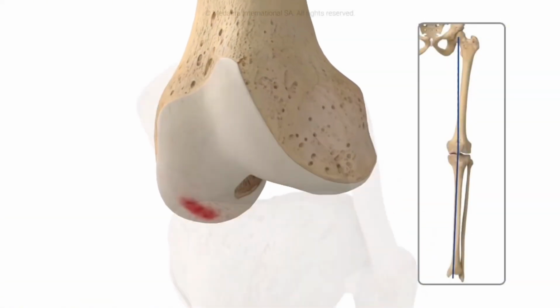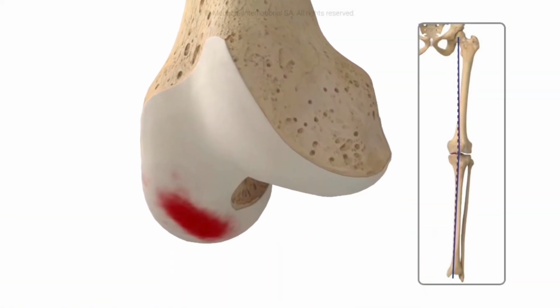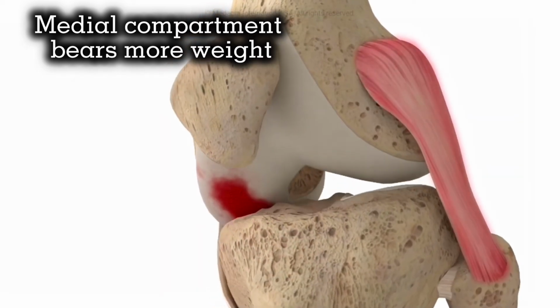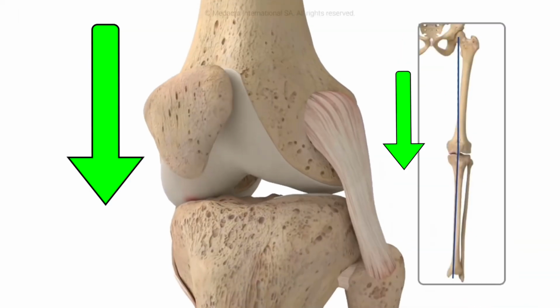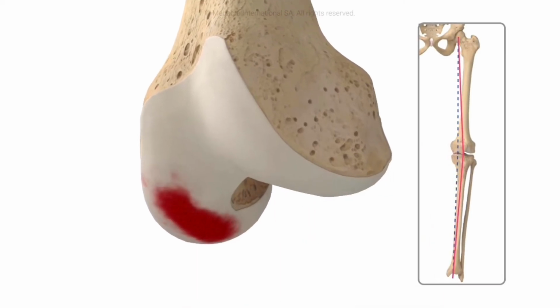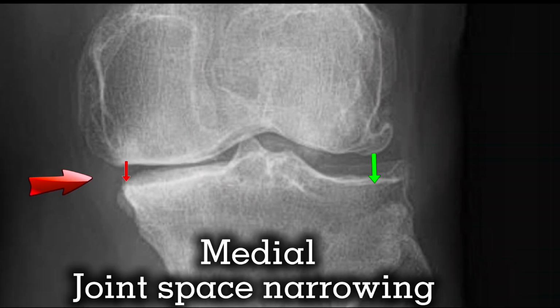That's a good question. One key reason for this is that the medial compartment of the knee often bears more weight and stress compared to the lateral compartment. Over time, this leads to accelerated wear and tear of the articular cartilage. As the cartilage gets damaged more, the space between the femur and tibia narrows, leading to the characteristic medial joint space narrowing.